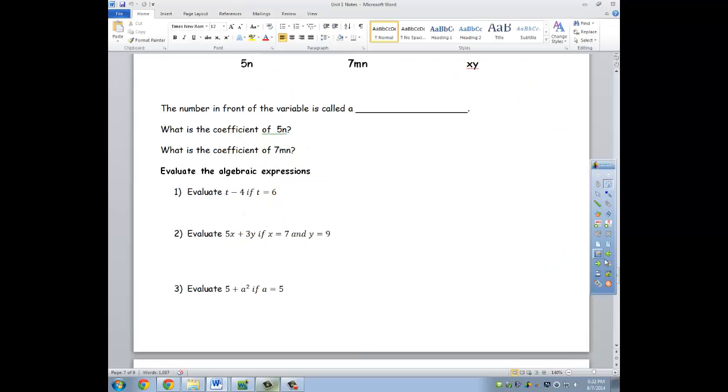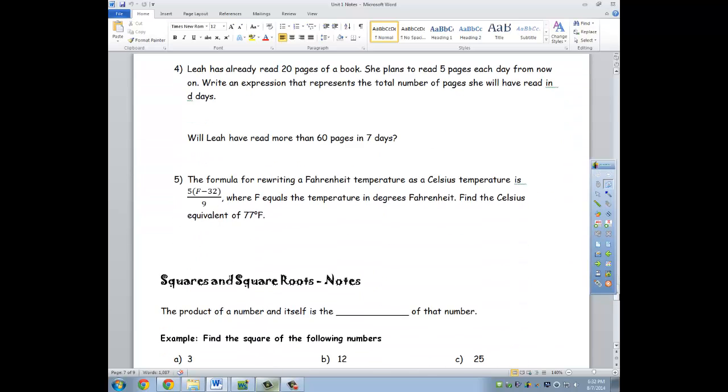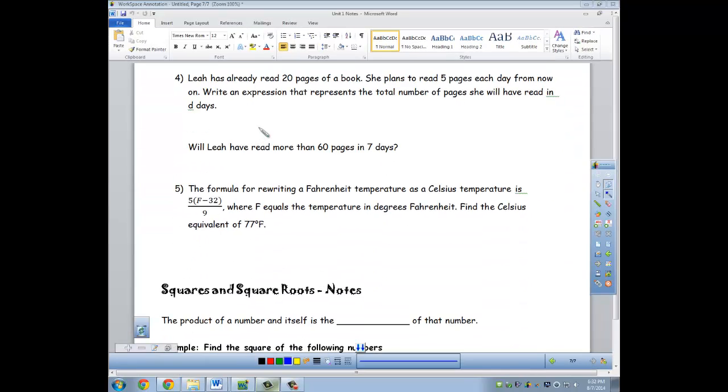I want you to turn over to the back or the next page. And here's an additional problem. It says Leah has already read 20 pages of a book. She plans to read 5 pages each day from now on. Write an expression that represents the total number of pages she will have read in d days.